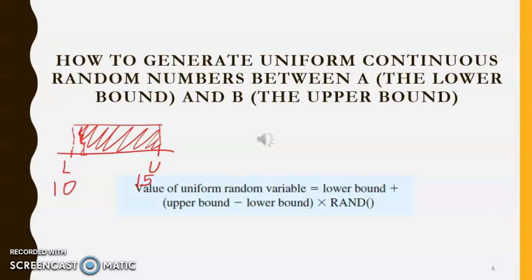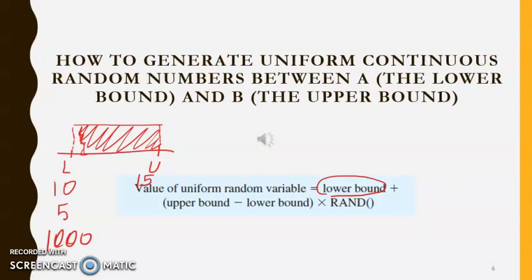The formula is this: like the other formulas that we have had so far, it has an equal sign. After the equal sign, you put the lower bound. For example, if the lower one is 10, you put 10. If the lower one is 5, you put 5. If the lower point is 1000, you put 1000, plus the length of the range. That is upper bound minus lower bound.